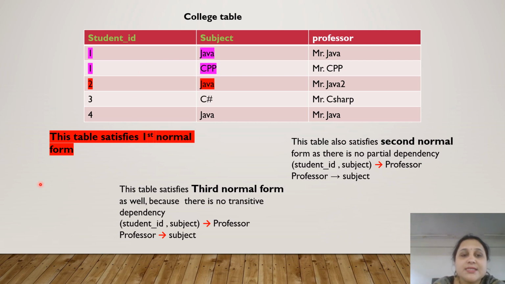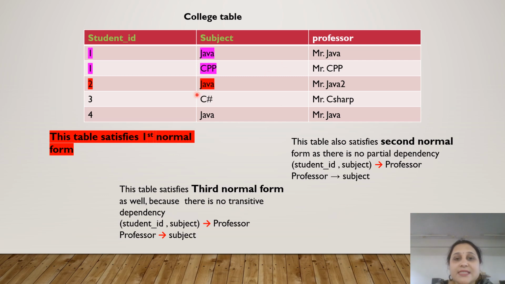Now we can observe here, students, this table satisfies the first normal form. What were the rules of first normal form? There should be no multiple values in one column, means the value should be atomic, so that is being followed here. Then there are no two columns with the same name, so the table is in first normal form. Now this table also satisfies second normal form, as there is no partial dependency, means professor alone is not dependent on either subject or student ID. Professor is dependent on both student ID and subject. That means this table is in first normal form, and since there is no partial dependency, this table is in second normal form also.